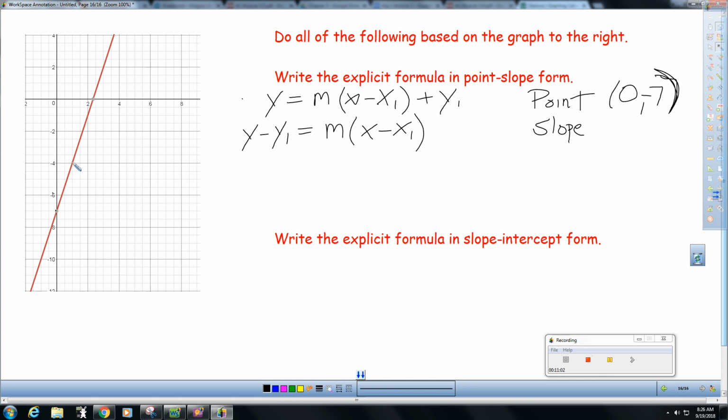Let's look at this point right here. I think that's another point that's definitely on a whole number. God bless this machine. I'd like to thank whoever decided to get me this ViewSonic. All right, here we go. Okay, what's that point?